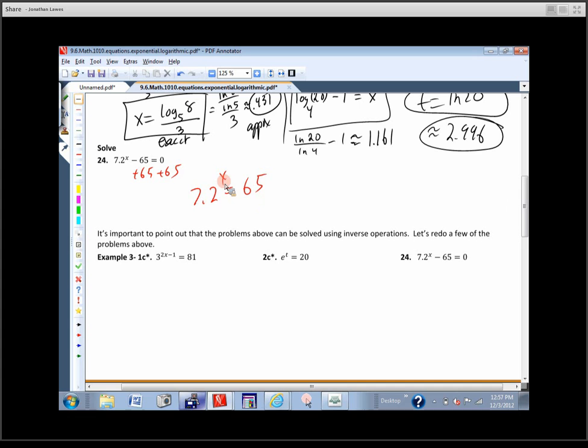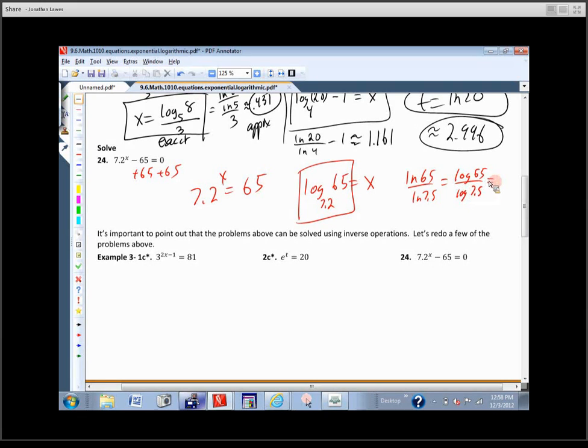And if I can't solve it in this form, I change it to logarithmic form. So this is going to be log base 7.2 of 65 equals x. And again, there's the exact answer. You could type it into your calculator as ln 65 over ln 7.2, or you could do log 65 over log 7.2.